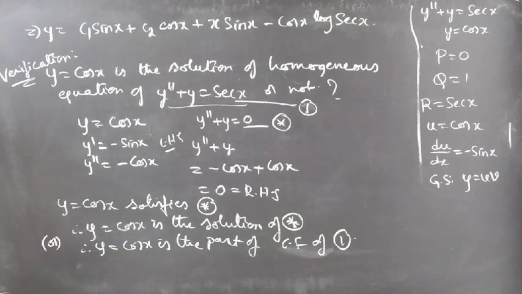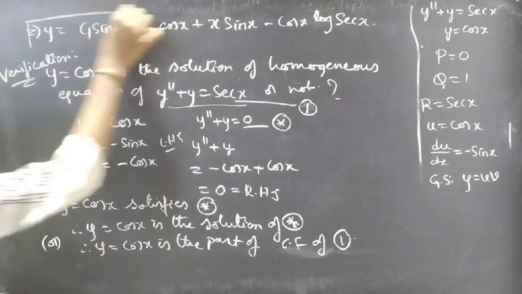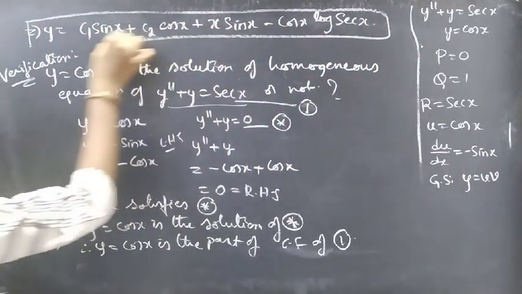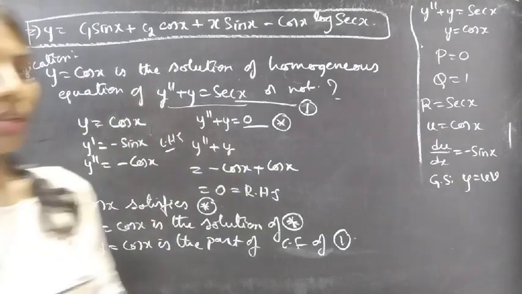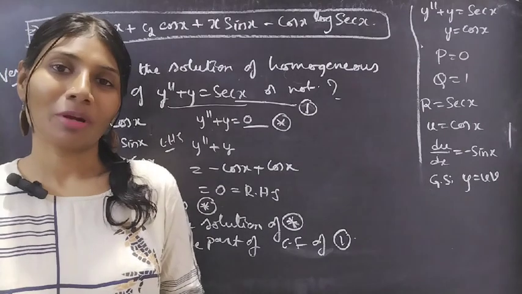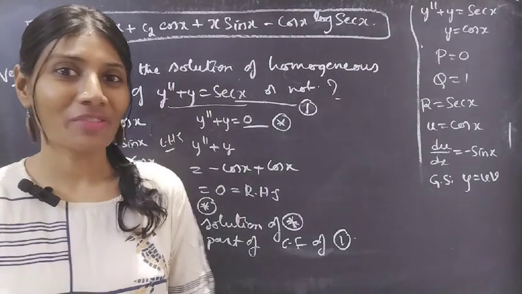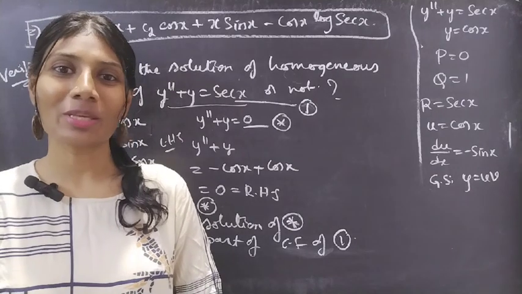The verification part is not in the solution, okay? Here itself it completes. So we have seen a problem from the reduction of order method, including the verification part, in this video. Hope you'll understand. We'll see you in the next video.